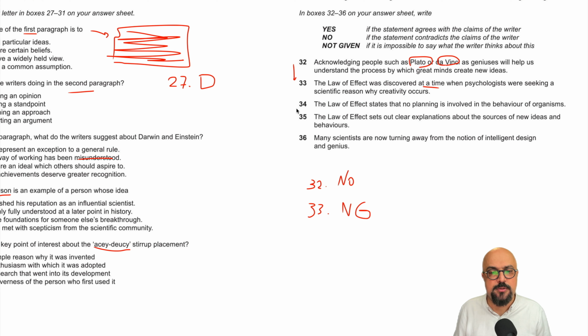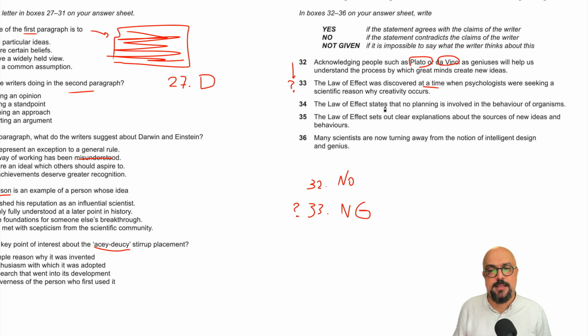But I would put a question mark next to this on the question paper or even on the answer sheet, just to tell myself that this is not a certain answer. This is just a guess for now. If we find better evidence for this notion of discovery at a time, we're going to change it. But otherwise, this is the correct answer.